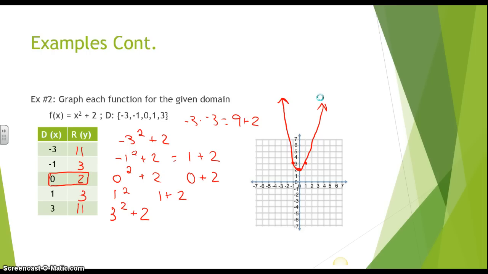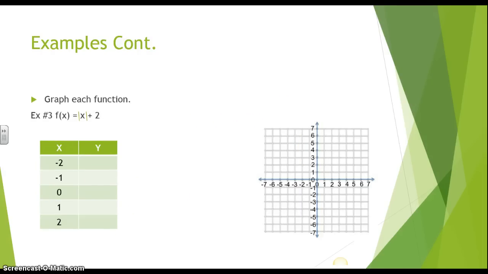Let's go into our last example. Here we're working with absolute value. It says graph each function. f of x equals the absolute value of x plus 2. I gave you x values. Now sometimes you might have to think of your own x values, and I'd recommend giving a few negative values and then a few positive values. So I chose -2 and -1, and then +1, +2, and then 0.